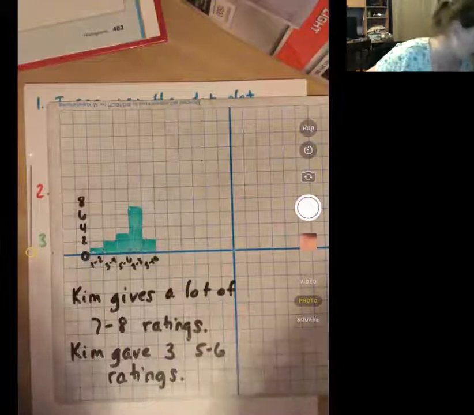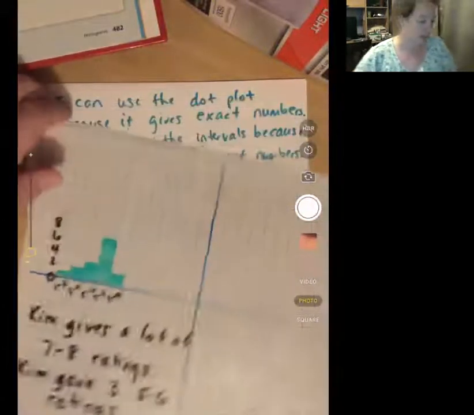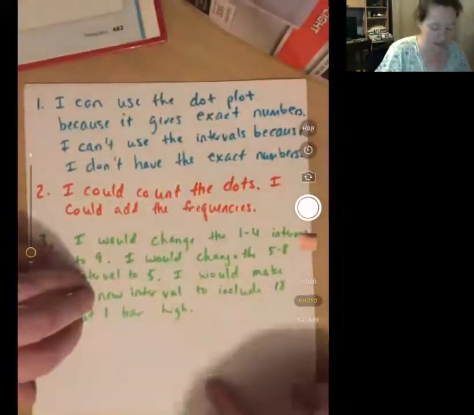So, over on Guided Practice, page 482, Wendy kept track of the number of text messages. Okay, so let's get away from this one. Wendy kept track of the number of text messages that she sent each day for 3 weeks. So, we need to complete this frequency table.